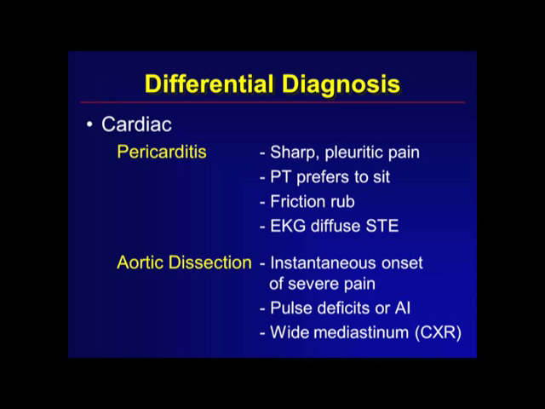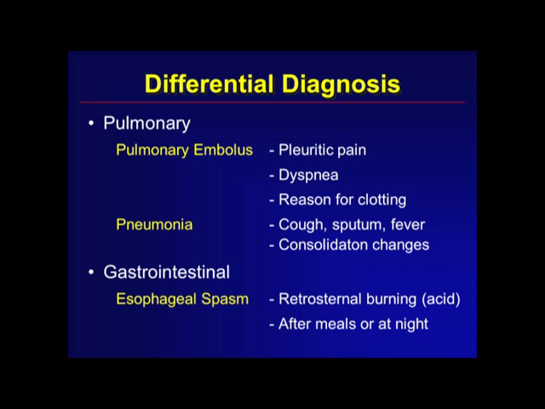Aortic dissection is a very dangerous lesion you're going to hear about. That causes an instantaneous onset of pain. You might see pulse deficits, or it may blow out the aortic valve. Often the aorta on X-ray looks wide. Pulmonary embolus causes pleuritic pain, often shortness of breath, usually with a reason for clotting. Like, oh, had hip surgery last week.